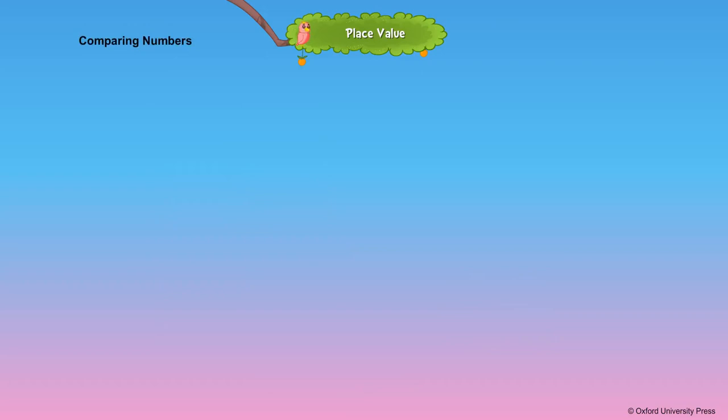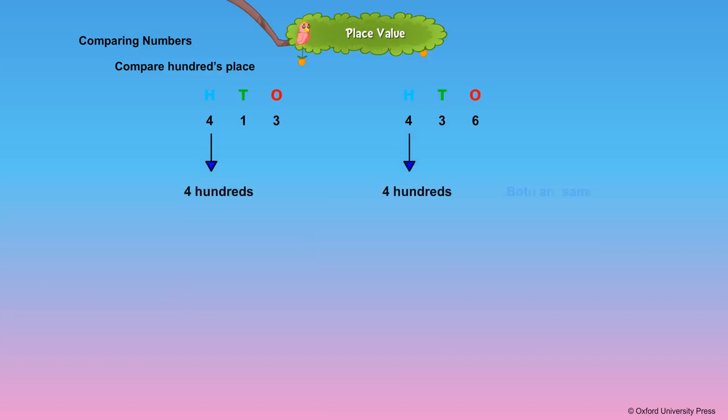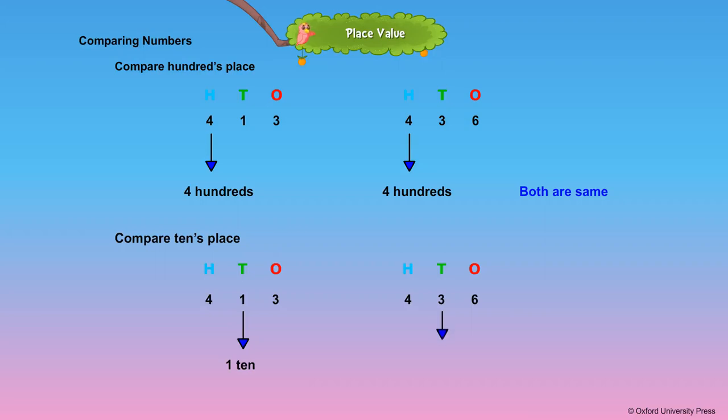Comparing numbers. Let us compare two numbers to find which is bigger and which is smaller. Compare hundreds place. Both are same. Compare tens place. 1 ten is lesser than 3 tens. Therefore, 413 is lesser than 436. Or 436 is greater than 413.